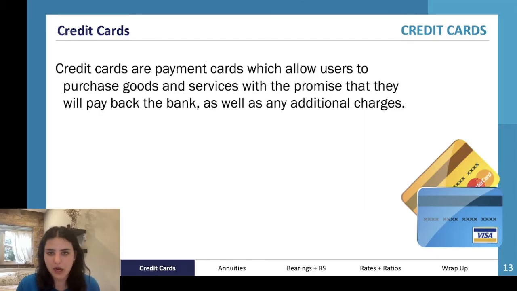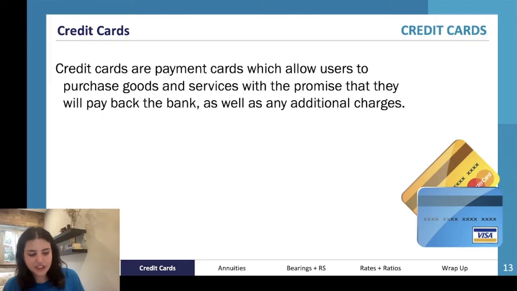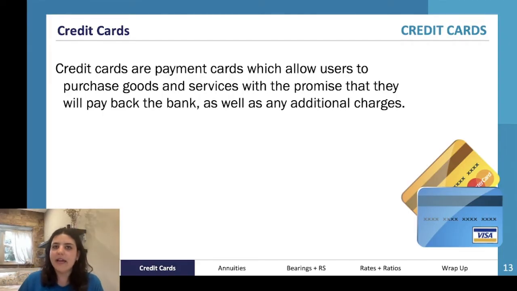They are payment cards that allow users to purchase goods and services with the promise that they will pay back the bank, as well as any additional charges. Essentially, the bank gives you money, right? They say, okay, there's $1,500 on your card, but you pay this amount back each month. You have to pay back that amount plus any additional charges.